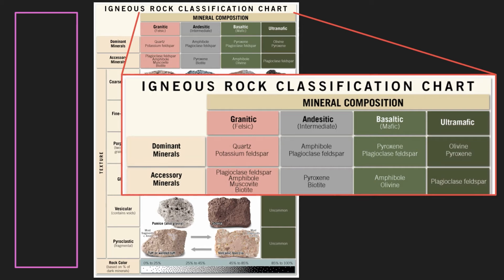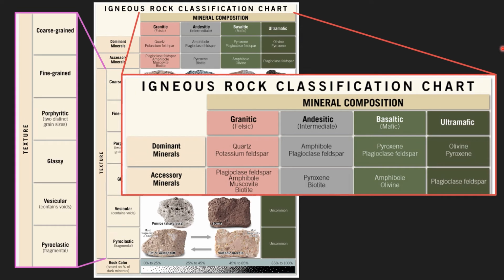So the top part of the classification chart looks at igneous composition. So is it granitic? Is it andesitic? Is it basaltic? Ultramafic? Does it have these minerals? Okay. And then we have on the left the different types of textures. Is it coarse-grained, fine-grained, porphyritic, glassy, vesicular, or pyroclastic? Okay. We are going to use this in our rocks lab, so you will see this again.